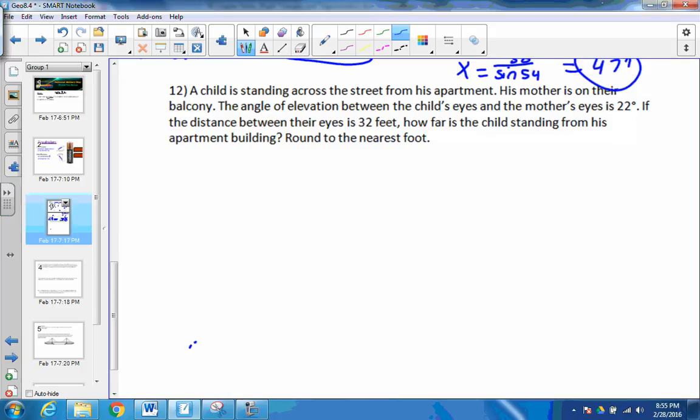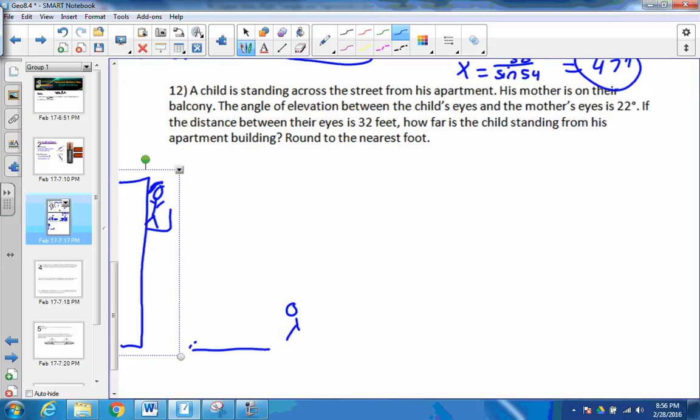It says a child is standing across the street from his apartment. His mother is on their balcony. So let's say this is the apartment building. This is a nice little balcony. This is the mother. She's got some long hair here. Alright, and the child is across the street. So this is the street. The child is right here. Got a little baseball hat on.